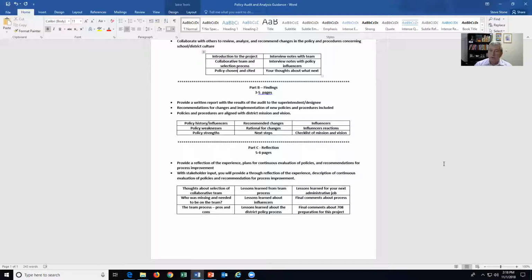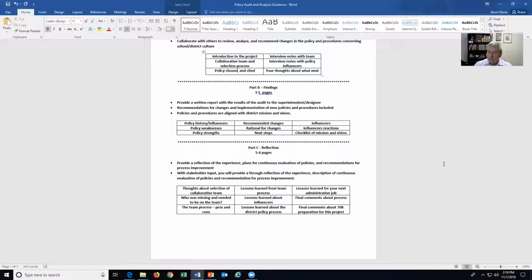Next one, lessons learned: go back to the influencers that you've had to deal with, the people above you who are the ones who actually will take the policy and run with it. The lessons learned about the district policy process, how policies make their way to be finally approved by the board.